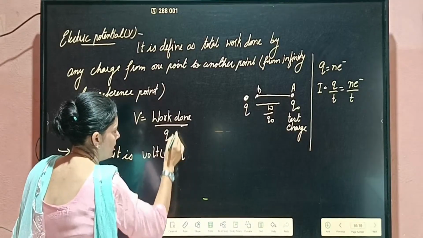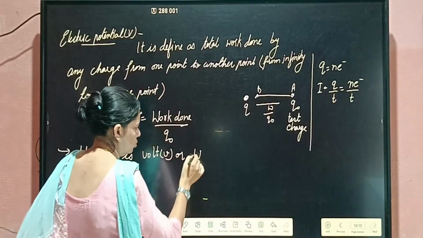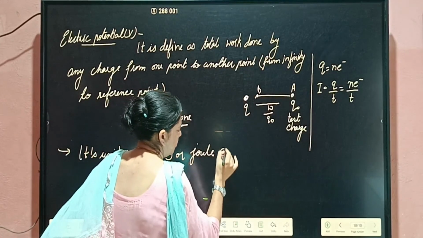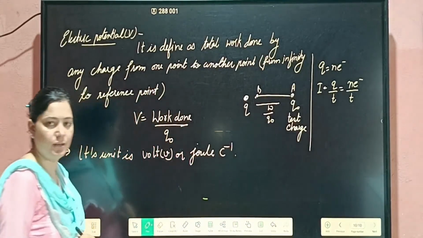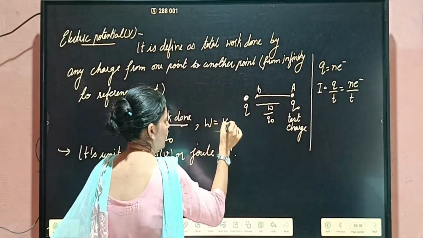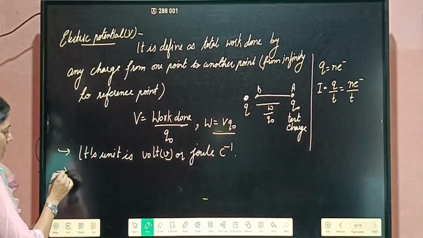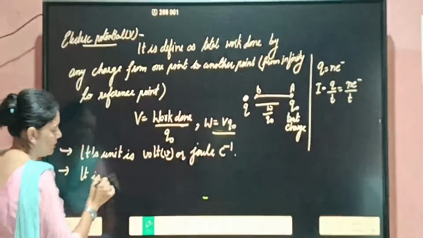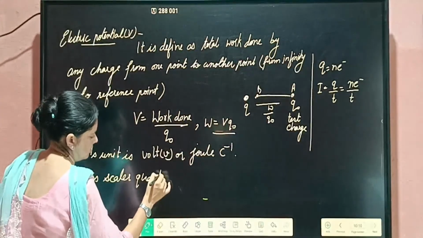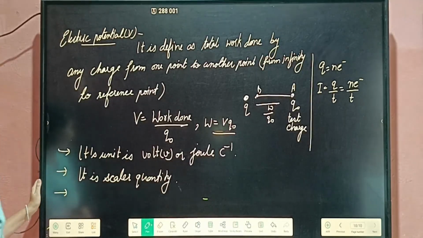Small v. Or by using this formula, we can write their work done. Work done unit will be a joule only. So joule per coulomb will be the unit of this one. If you want to find work done, then we can write it as V into Q. Okay, so this one here, it is our scalar quantity. It is a scalar quantity. And we always connect it in parallel.